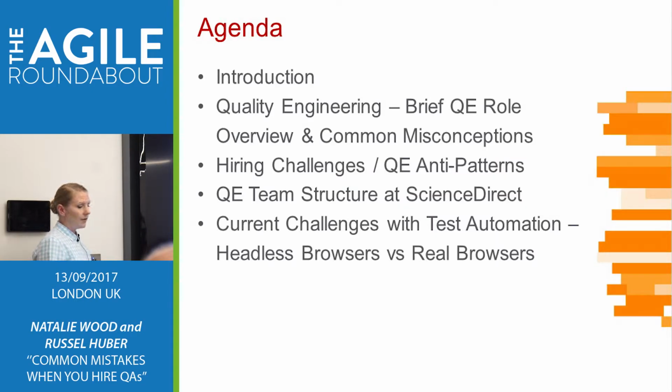So this is the things I'm going to cover today. So a quick introduction for the company, the group I work in, and myself. A little bit about quality engineering and a brief covering of what the role is, and some common misconceptions about the role. Some hiring challenges and some QE anti-patterns that I've come across in my career. And then we'll talk about the structure we have at ScienceDirect, and then move on to Russ with the current challenges with test automation, which is really about headless browsers versus real browsers.